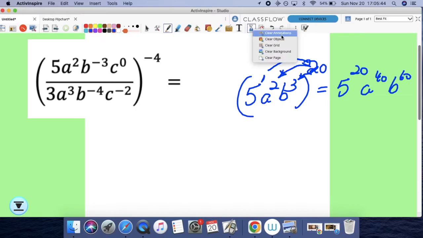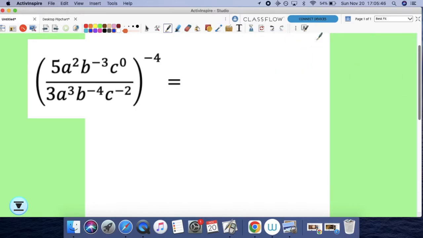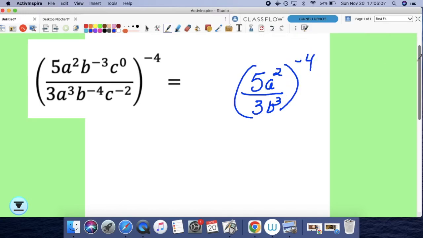And then I'm going to do a smaller version of that. Let's take 5, a to the second power, and b to the third power. Let's say that was to the negative exponent of 4.